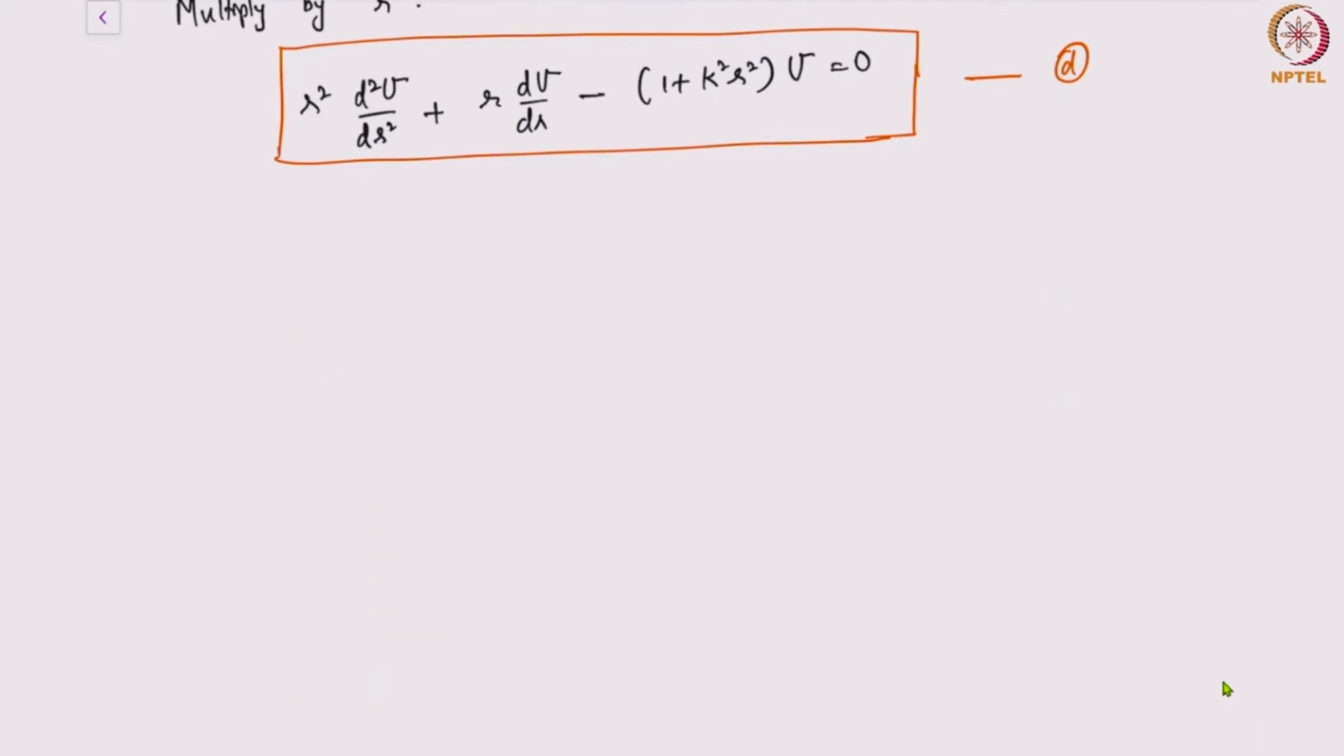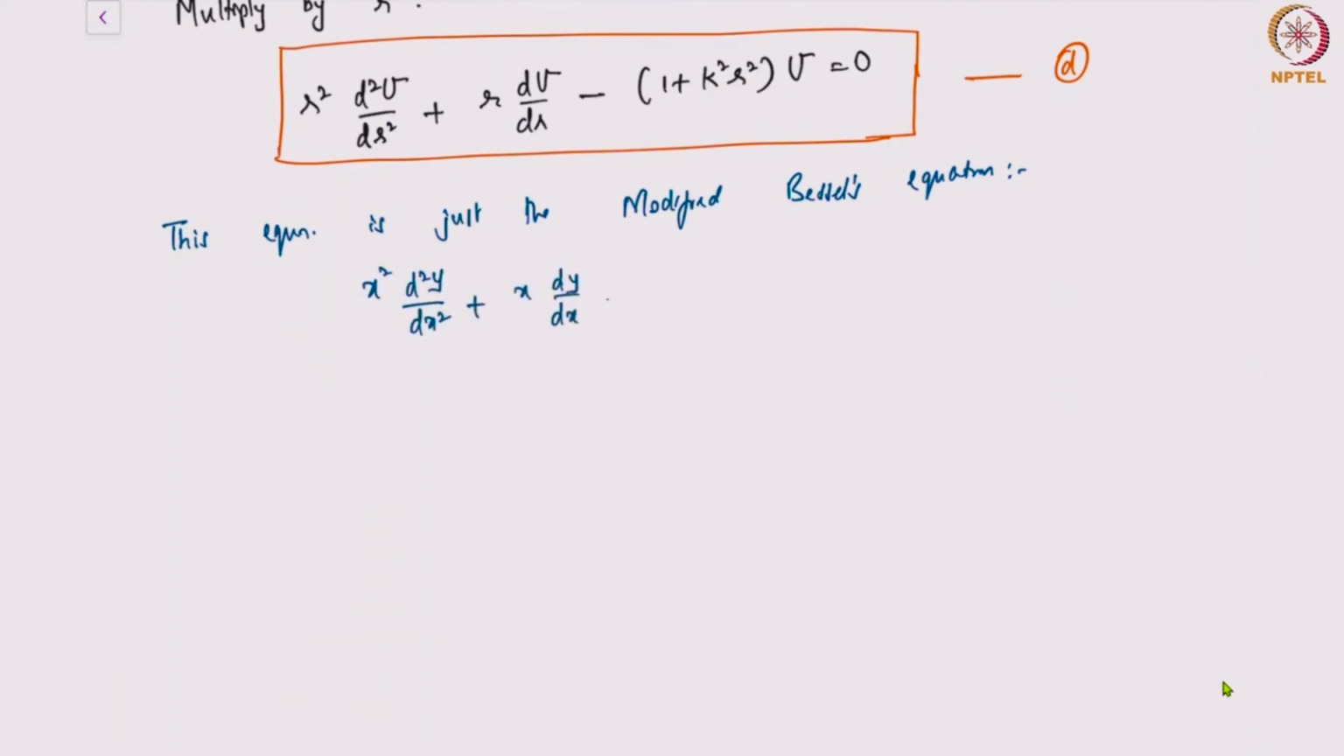So which is this. If you look at this equation, it is just the modified Bessel's equation. What's the modified Bessel's equation? I'm writing it in blue to differentiate it from the other equation. The modified Bessel's equation would be of this form: d²y/dx² + x dy/dx − (x² + n²)y = 0.